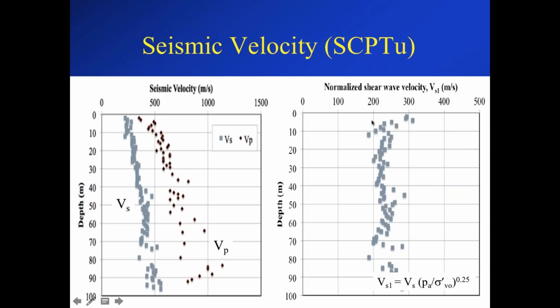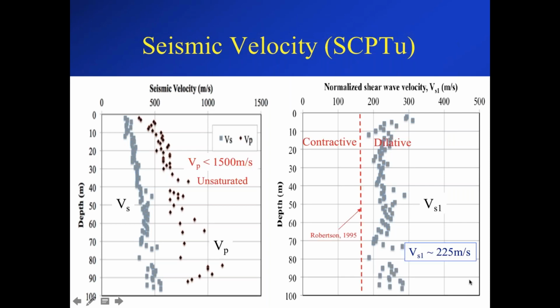And on the right-hand side, I'm showing the normalized shear wave velocity, Vs1. The normalized shear wave velocity is the measured shear wave velocity normalized with the overburden pressure, where it's atmospheric pressure divided by vertical effective stress, to the power of 0.25. And if I show what the average value is, the normalized shear wave velocity average is around 225 meters per second, plus or minus a bit.